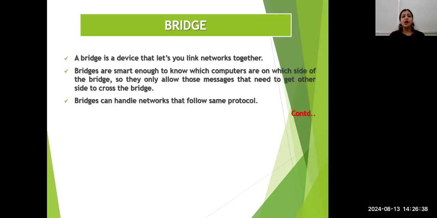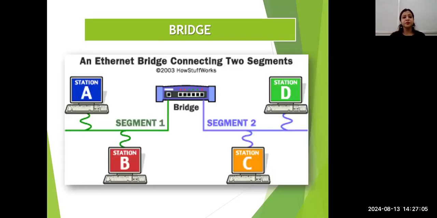Now, what is a bridge? A bridge is a device that lets you link networks. Bridges are smart enough to know which computers are on which side, so they only allow those messages that need to get to the other side to cross the bridge. Bridges can handle networks that follow the same protocol. There are various types of protocols that we'll be studying later. So bridges basically work on protocols. Here is an Ethernet bridge connecting 2 segments. Ethernet is a technology; nowadays, it has been included in protocol as well. We can see the bridge is connecting all the stations that work on the same protocol.